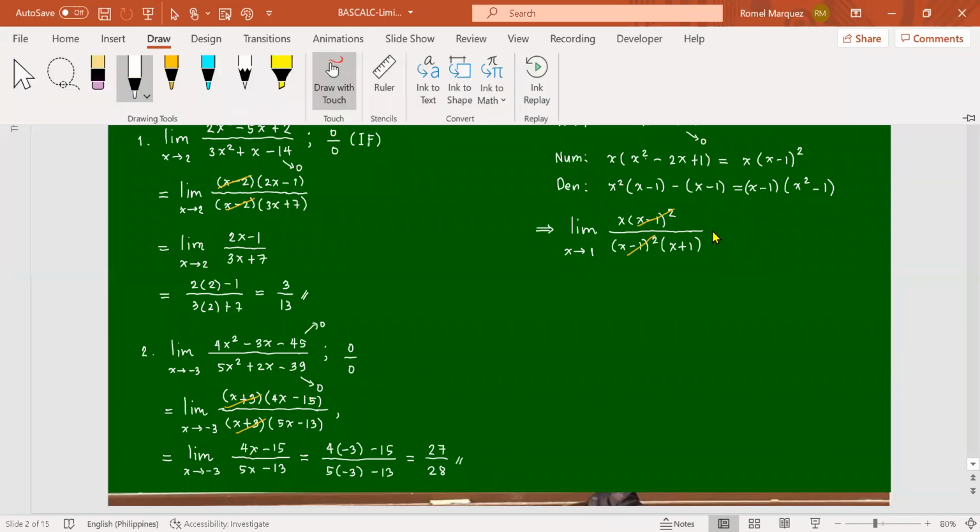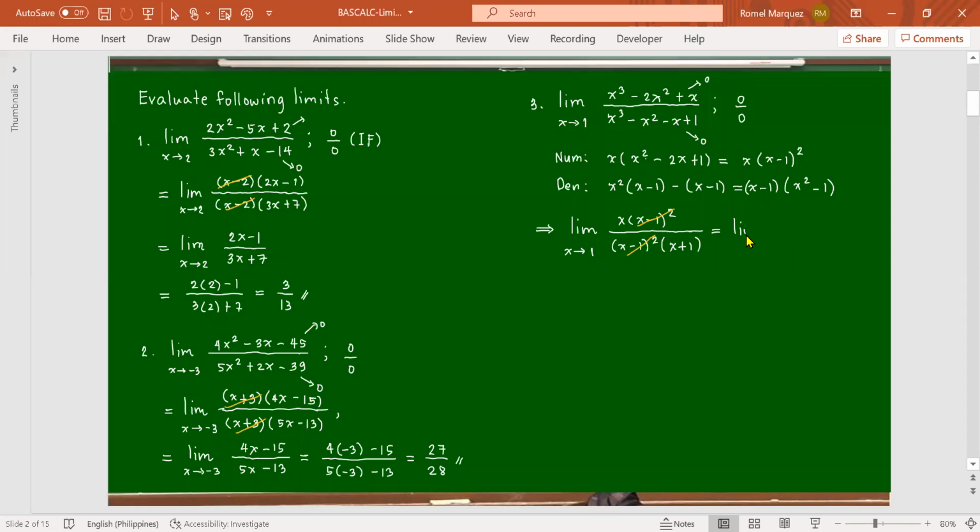Guys? Yes po. So limit. So we have a new function having no problem at x equals 1, no? So we have x over x plus 1. What's now the limit, guys? 1 over 1 plus 1, and that is equal to 1/2. Can you follow, guys?